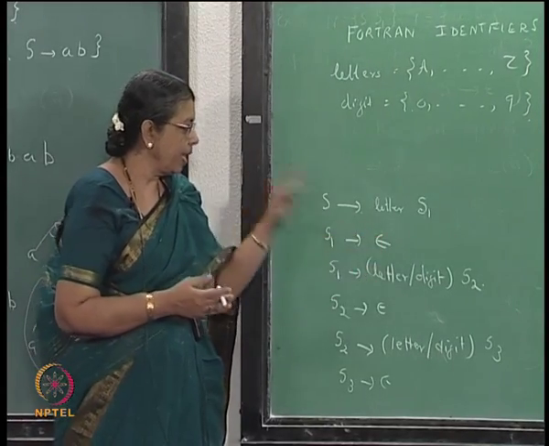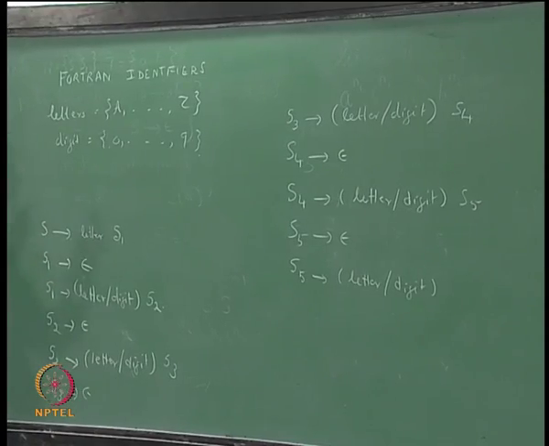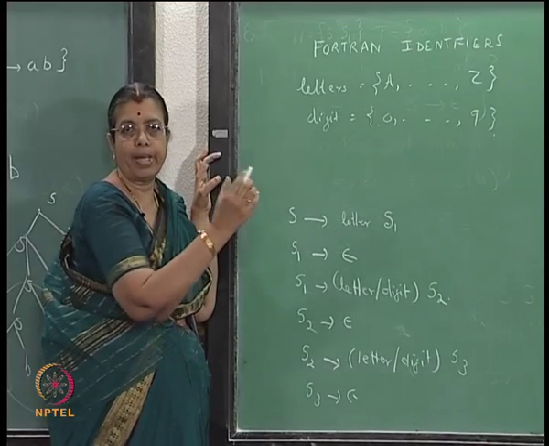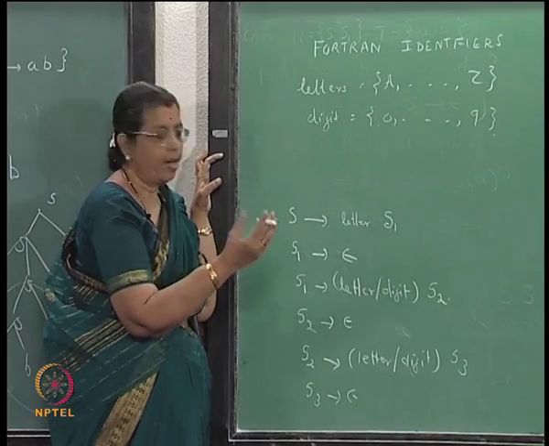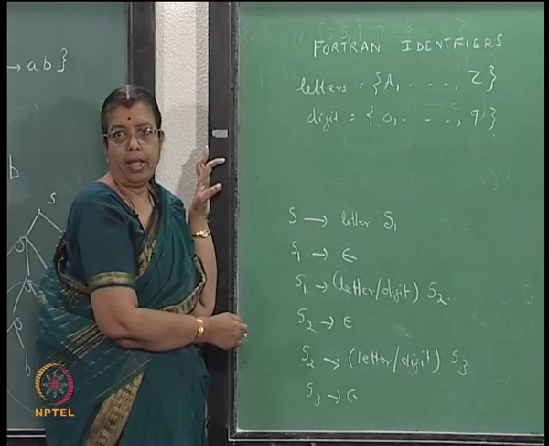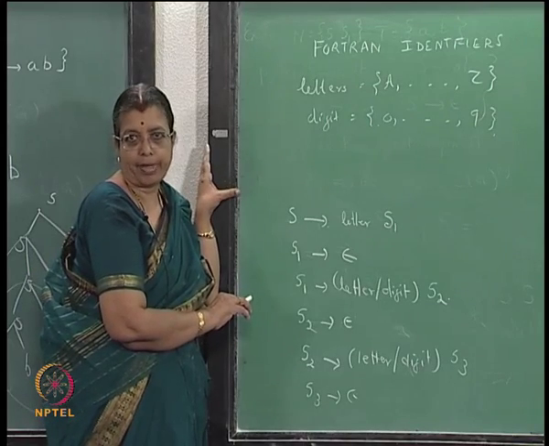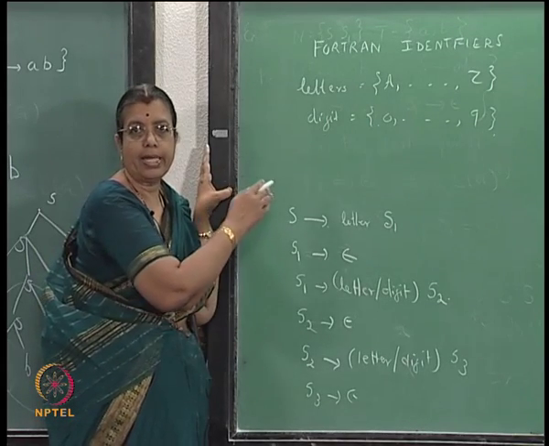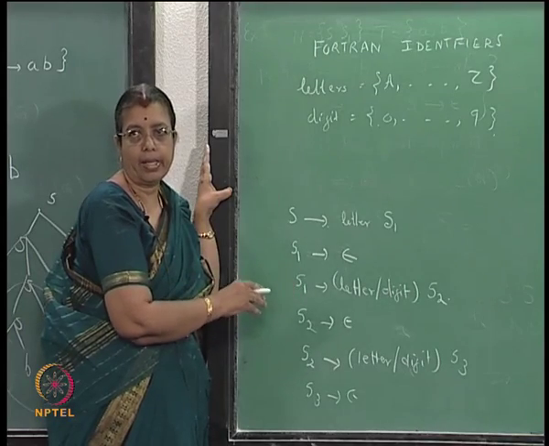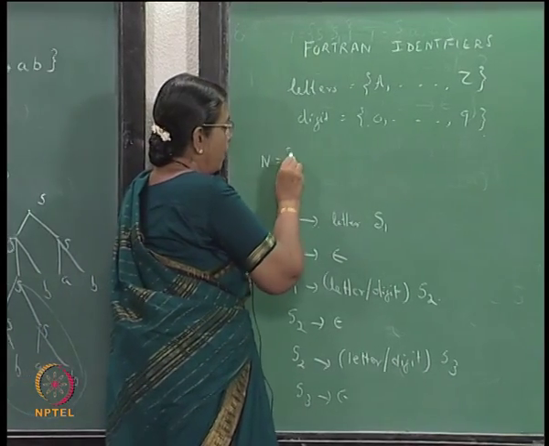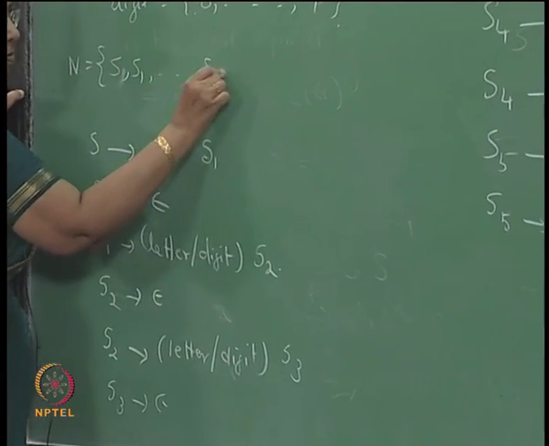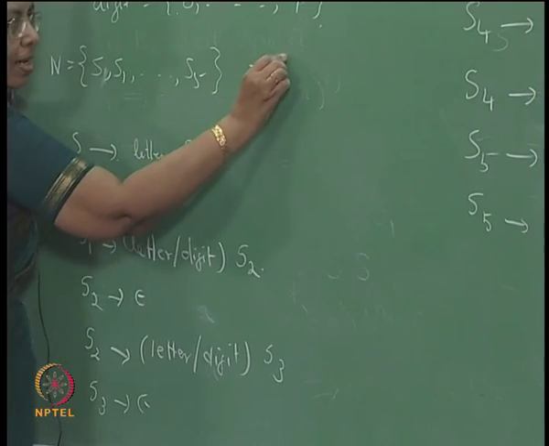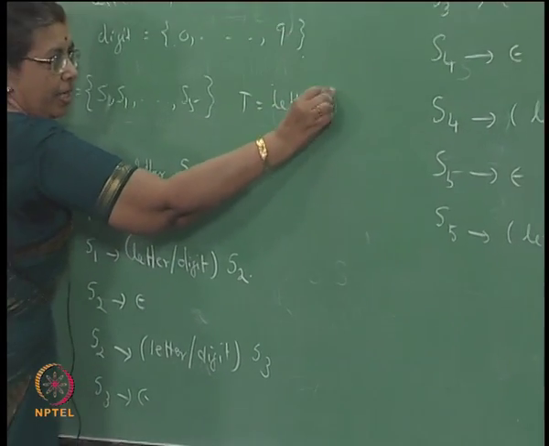You can see that the left hand side is a single non-terminal, the right hand side has one symbol followed by a non-terminal. It can be a digit or a letter followed by a non-terminal or S goes to epsilon. This is the definition of type 3 grammar which you have considered. So, this is a type 3 grammar or a regular grammar. So, the non-terminals we have used here are S, S1 to S5. Terminal symbols are letters union digit.